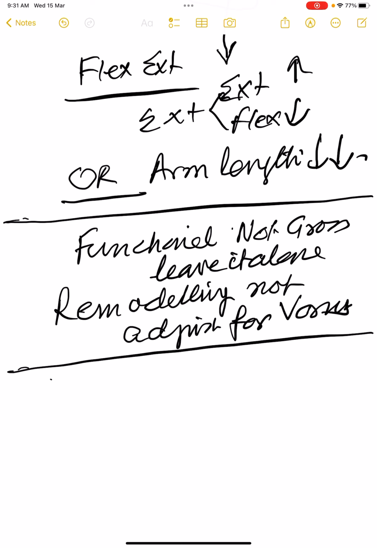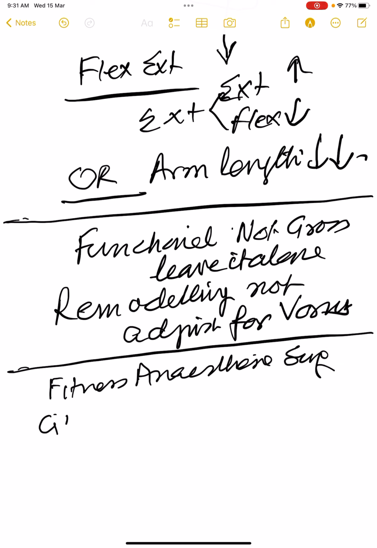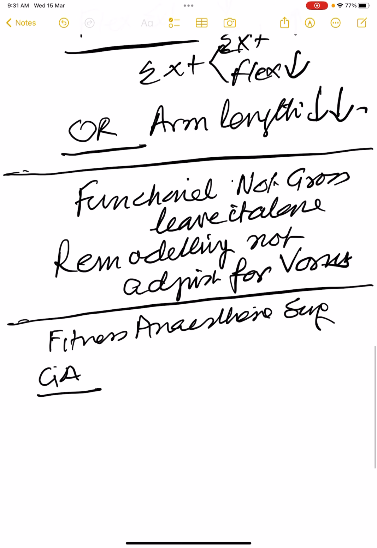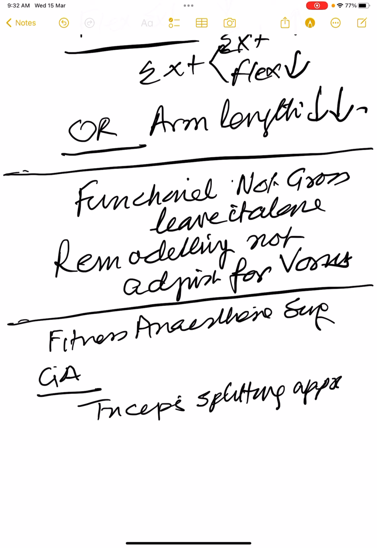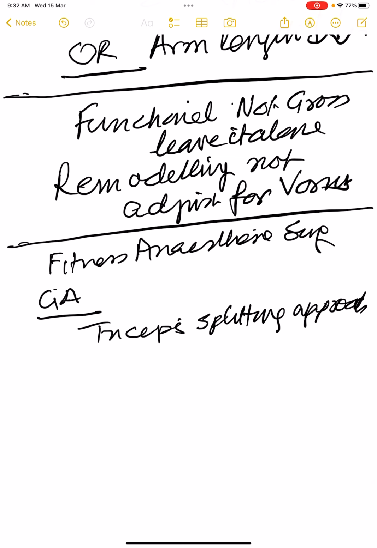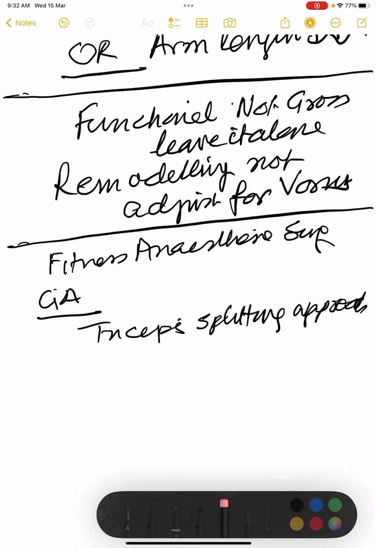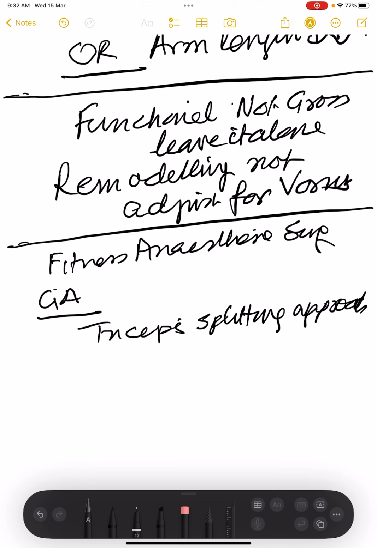So, you assess the patient for fitness for anesthesia and surgery. Apply general anesthesia or brachial anesthesia. Use a triceps splitting approach.